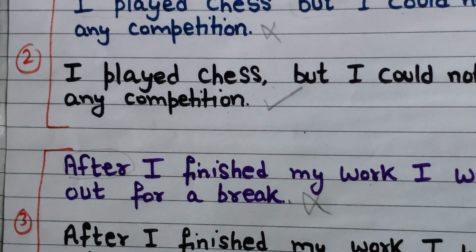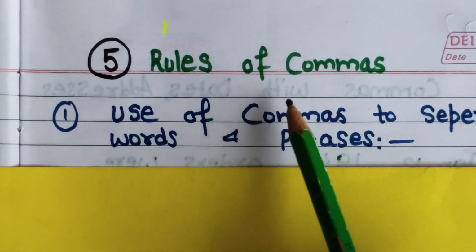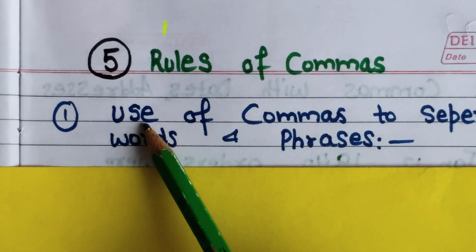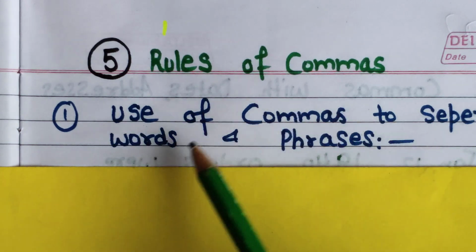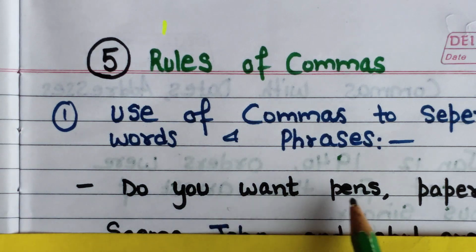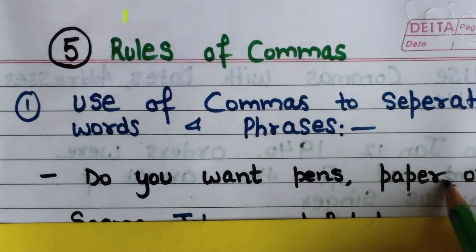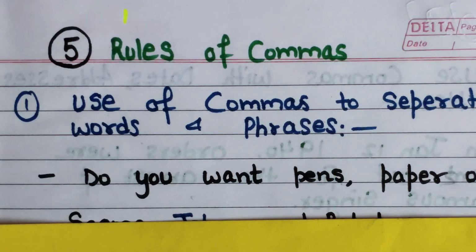Okay, now let's move on to the rules of commas. Now let's discuss the rules of commas in English grammar. First of all, always use commas to separate words and phrases, like: do you want pens, paper, papers? Okay, let me correct it.